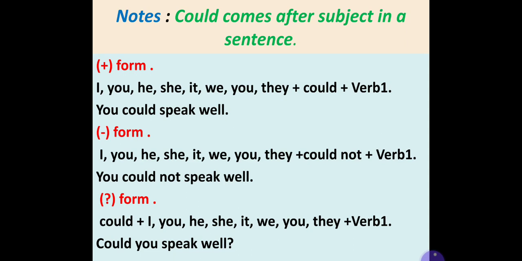Okay, the third form of could and couldn't, this is the interrogative form. In the interrogative form, could should be at the beginning of the sentence. For example, could, then we can add subjects, then verb 1. Could you speak well? Could you, you is the subject, speak is verb 1.